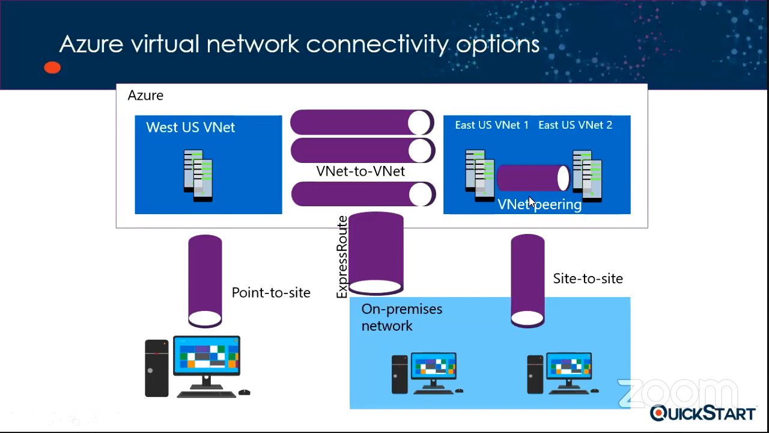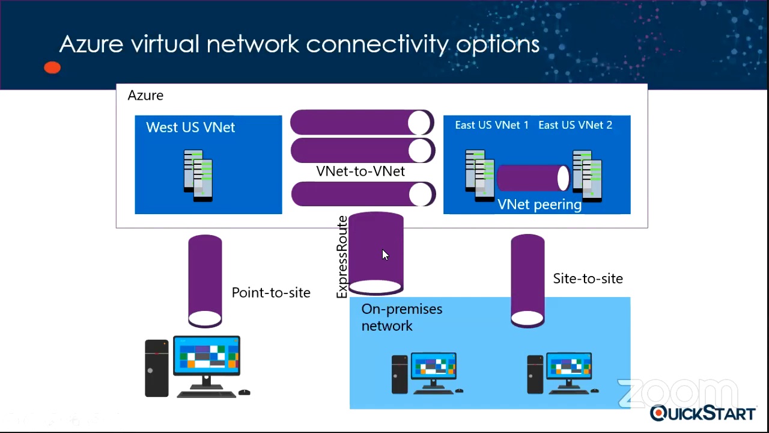One more point which we missed out is VNet peering. If you have two different networks in the same region, say, for example, virtual network one and virtual network two, but both are in East US, we call it VNet peering.